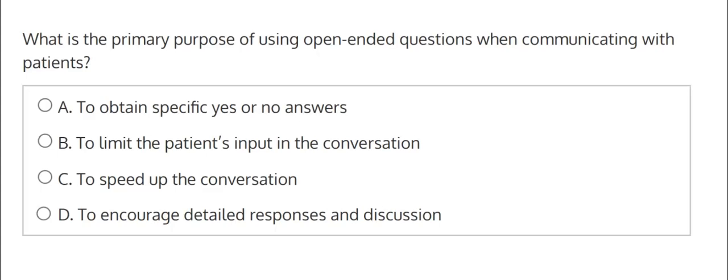What is the primary purpose of using open-ended questions when communicating with patients? So just to review, open-ended as opposed to closed-ended questions.